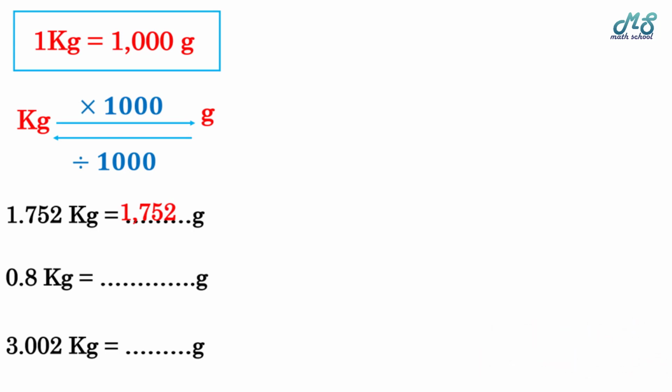1752 grams. Next, 0.8 kilogram. By the same way, we will multiply by 1000. We will get 800 grams. Finally, guys, 3.002 kilogram equals how many grams? We have 3 decimal places. Now just move the decimal point 3 decimal places. We will multiply by 1000. Now, guys, it will be a whole number, 3002 gram.